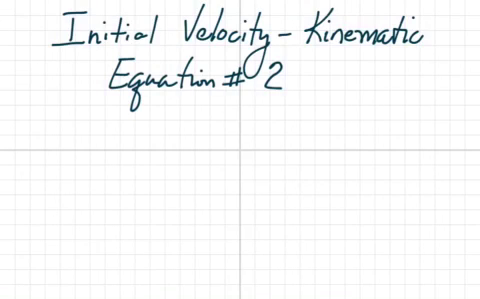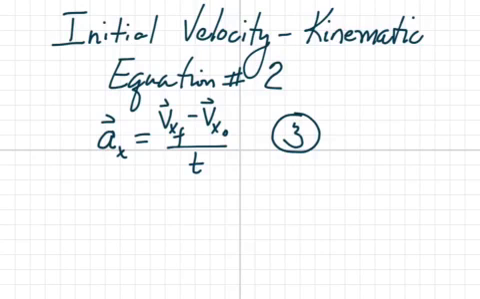Now we are going to take the third kinematic equation, which is just our constant acceleration, and we're going to solve for the final velocity in the x direction. So what are we trying to solve for? We're going to solve for this particular item here.